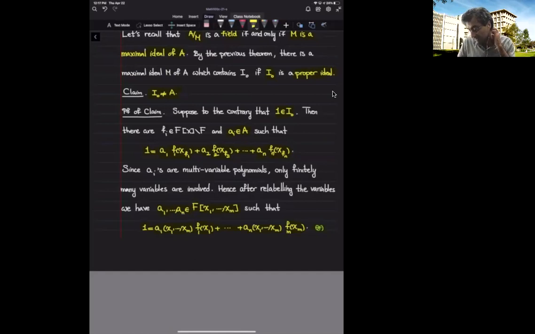And the magic is evaluating both sides at some value. You see, if this equation is true, then it is true after evaluating both sides at everything that we want. In particular, I can plug in a zero of f1 for x1, a zero of f2 for x2, and a zero of fn for xn. That way, the right-hand side will be 0, because each one of these terms will be 0. But the left-hand side is always 1, and that way we get a contradiction.